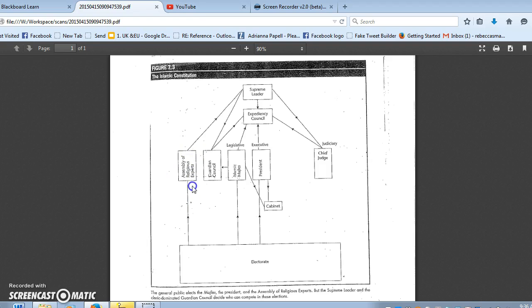This was mentioned in the New York Times article. If you want, you may pause and talk to your neighbor about what the Assembly of Religious Experts does according to the New York Times.